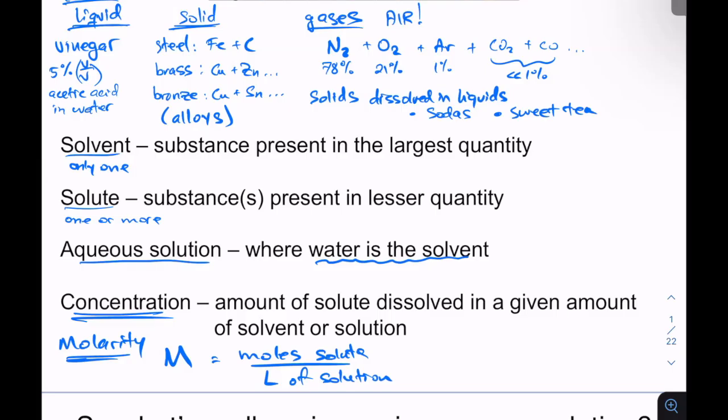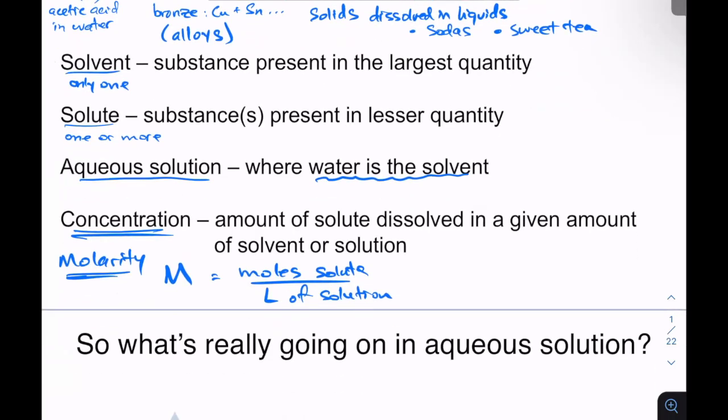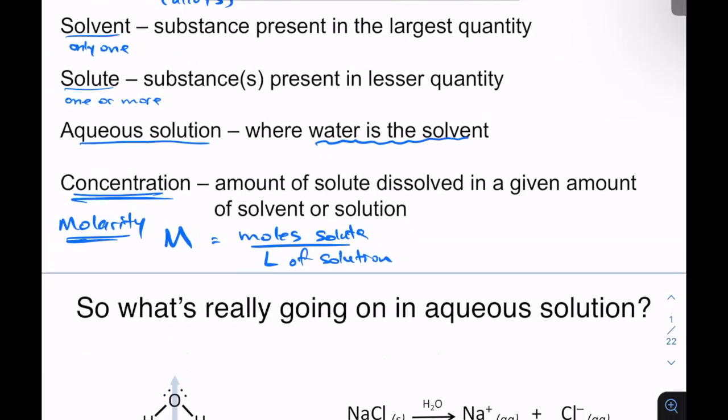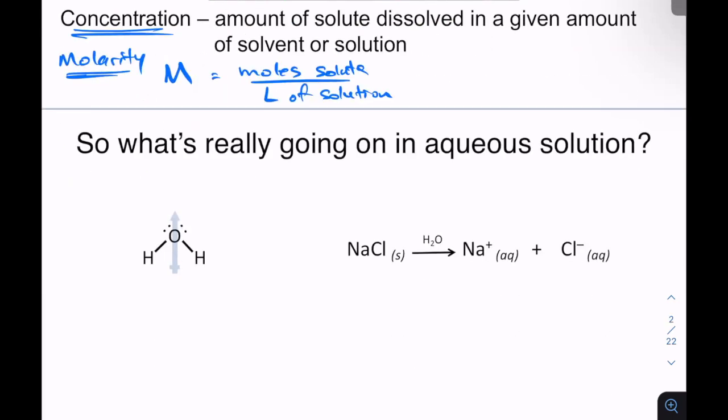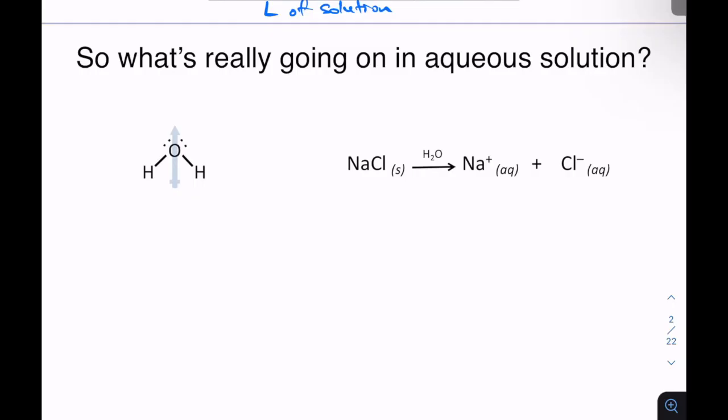All right, so let's have a little discussion then about what happens when you actually do have materials in solution. What's really going on in aqueous solution? And I'm going to use an example of putting sodium chloride, salt, in water. Now we all know what happens when you put salt in water. What happens to the salt? It dissociates. Now that's what the chemist would say. It dissociates into what? It dissociates into its component ions in this case, because it's an ionic compound.